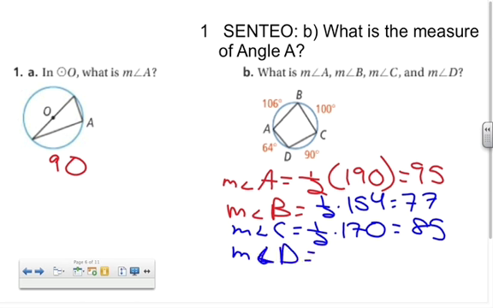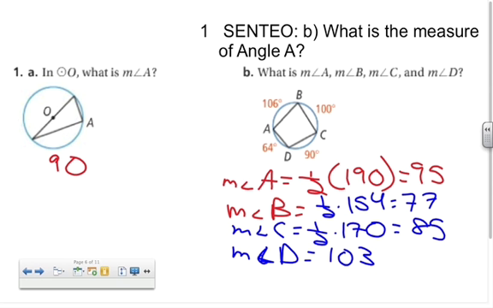And measure of angle D, here's angle D, here's Pac-Man's big mouth. It's opening and eating this 106 and 100. So 206 is that sum. Take half of that, and that's 103.